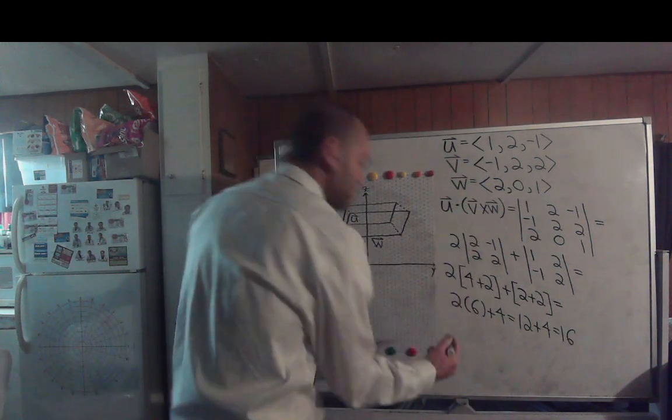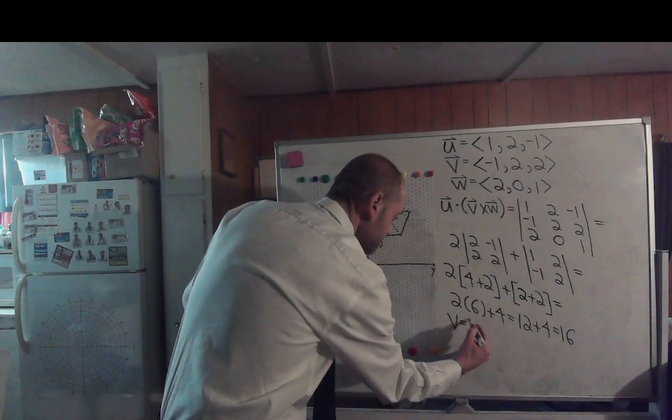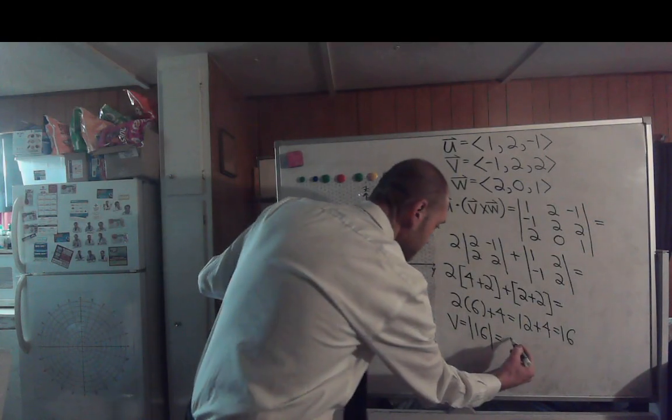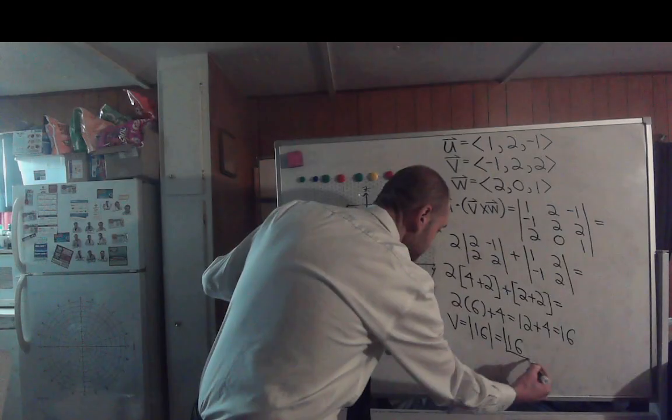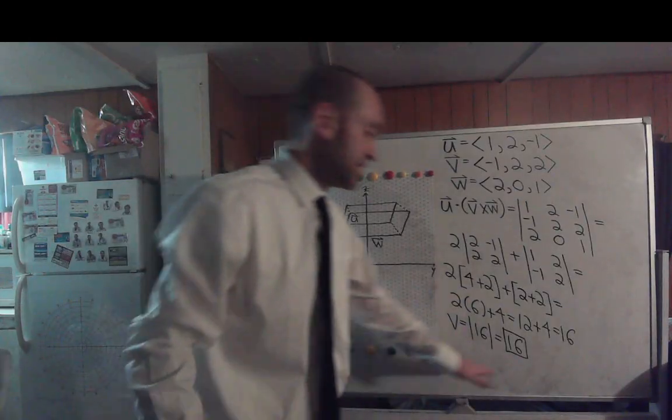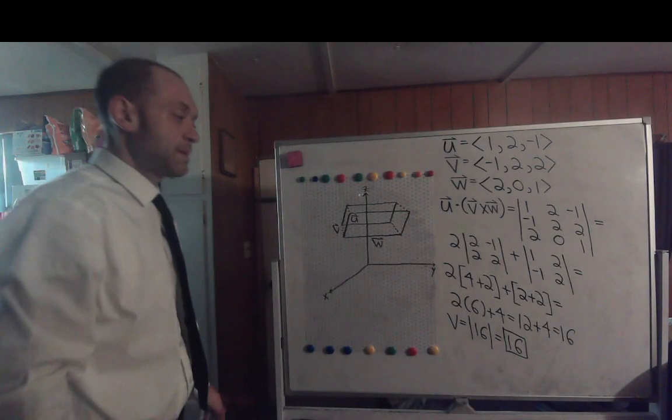That's the triple scalar product. The volume is the absolute value of that triple scalar product. Absolute value of 16 is in fact 16. So the volume of this parallelepiped is going to be 16 cubic units.